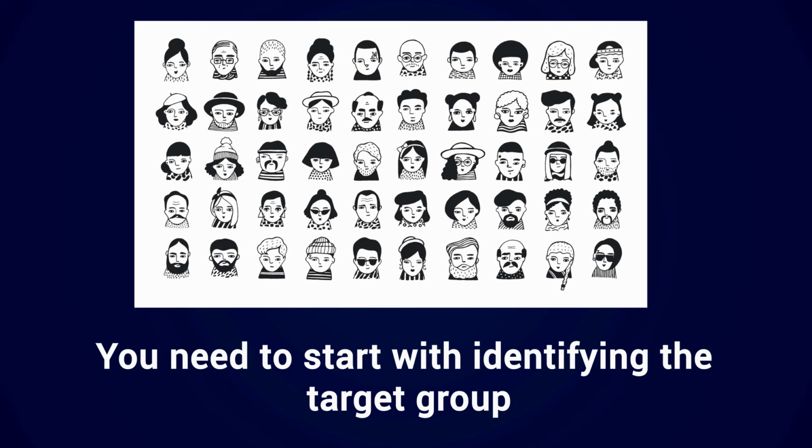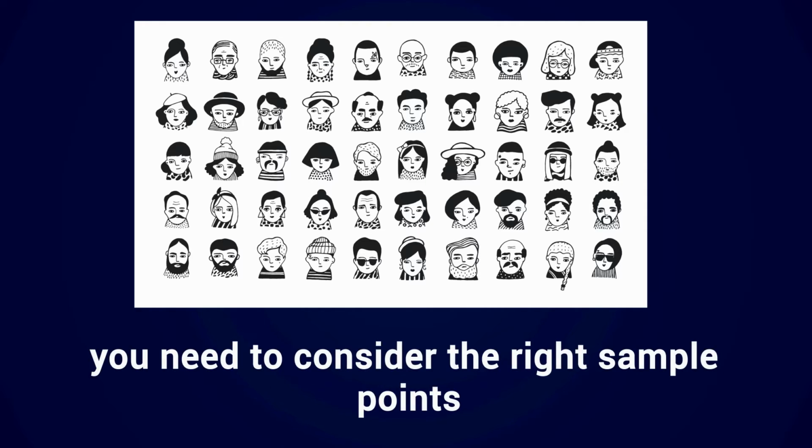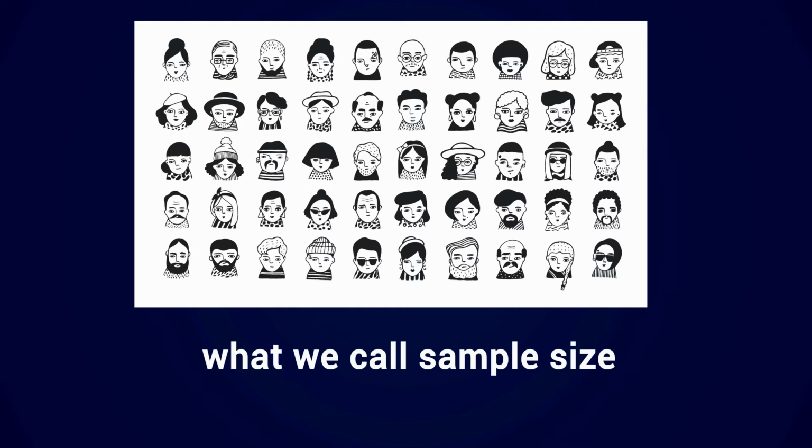You need to start with identifying the target group. The target group is a sample population from the priority group. In sampling the people, you need to consider the right sample points. This sampling is what we call sample size.